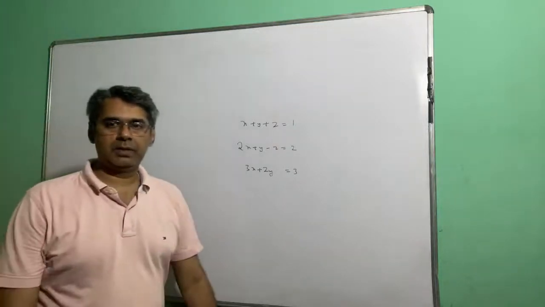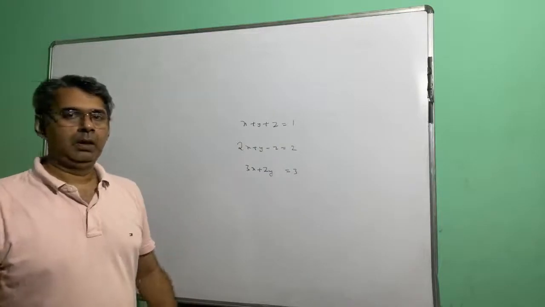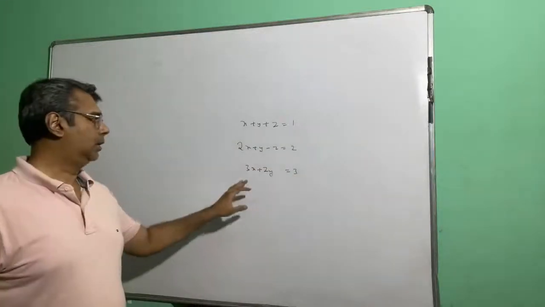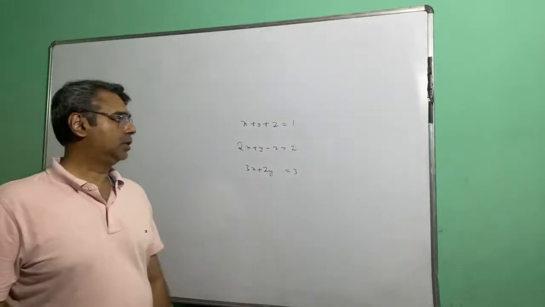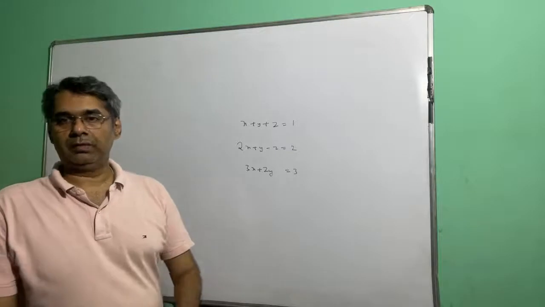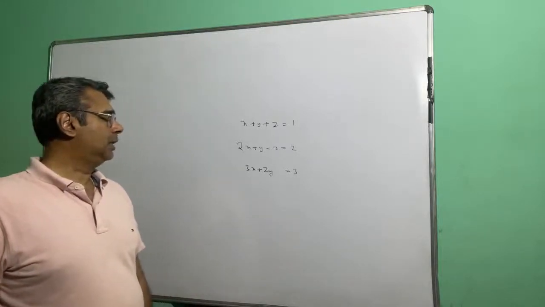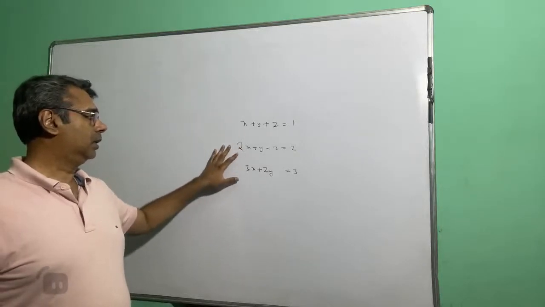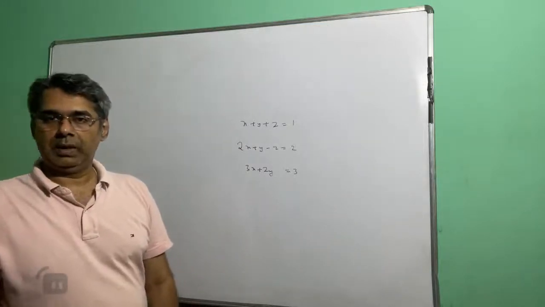Suppose you have these three equations: x plus y plus z equal to 1, 2x plus y minus z equal to 2, and 3x plus 2y equal to 3, and you are asked to solve for x, y, z. Now, if you see carefully, the total of the first two equations is equal to the third equation, right?